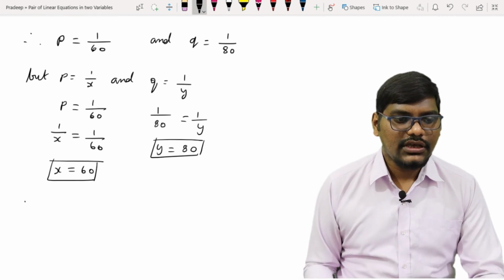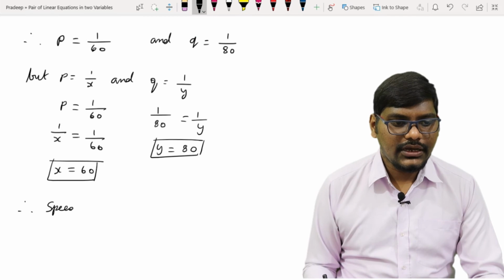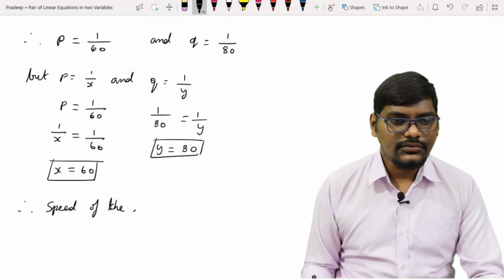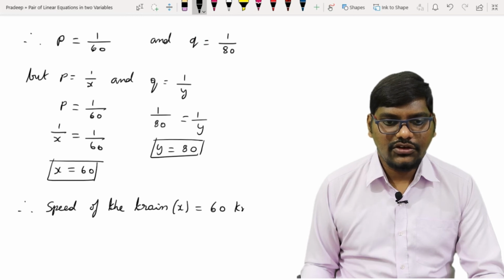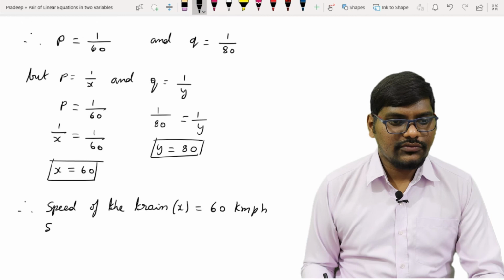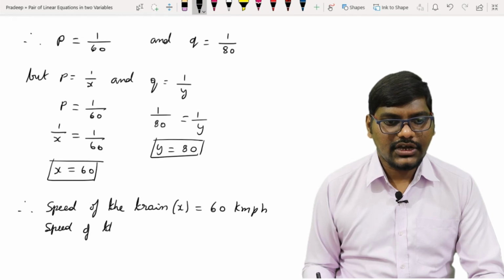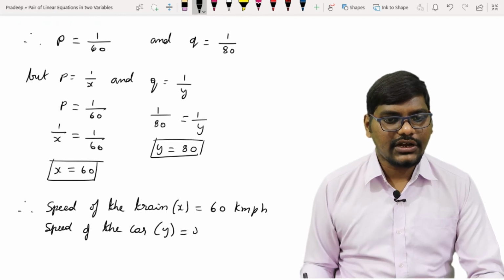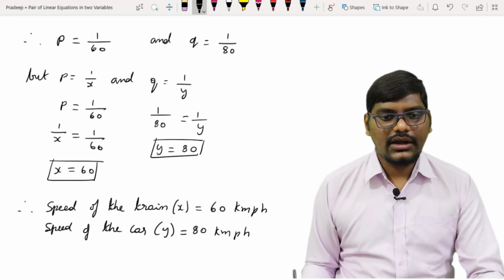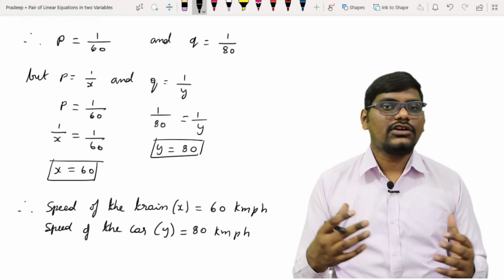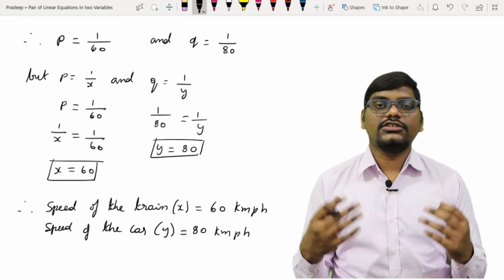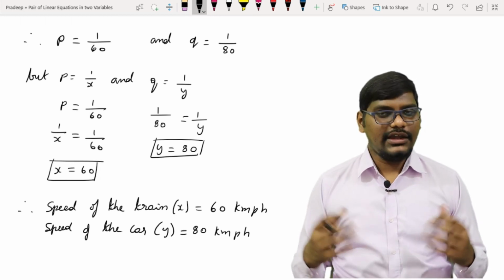So we'll write the conclusion. Therefore, the speed of the train, that we'll be getting, that is nothing but X we have taken, speed of the train, so that is X equal to 60 kilometer per hour. Then we'll write the speed of the car, that is Y is equal to 80 kilometer per hour. So now they asked us to find out the speed of the train, that we got 60 kilometer per hour, and they also asked us to find out the speed of the car, that we got 80 kilometer per hour.